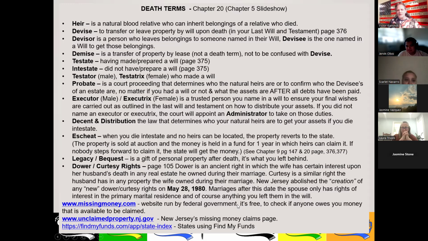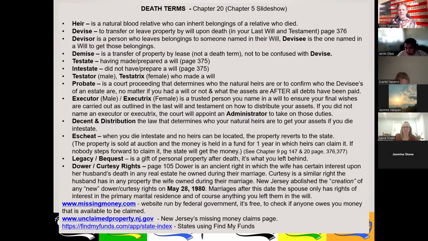Anyway, moving along. Here, I put together a couple of resources for you guys. Missingmoney.com. New Jersey used to take part in it. For the most part, they don't, but most other states do. And I guess it really depends what it is, because you could still find things in there from New Jersey. This is a website that is run by the government. They're not going to ask you for a credit card number.